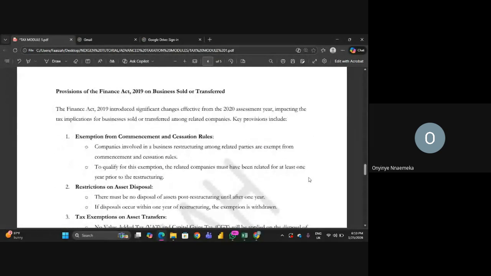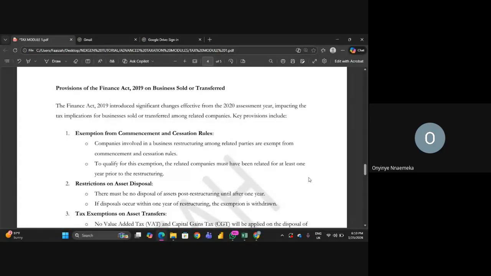For this one, there are some things: a company that wants to restructure among related parties has some exemptions on this cessation and commencement.